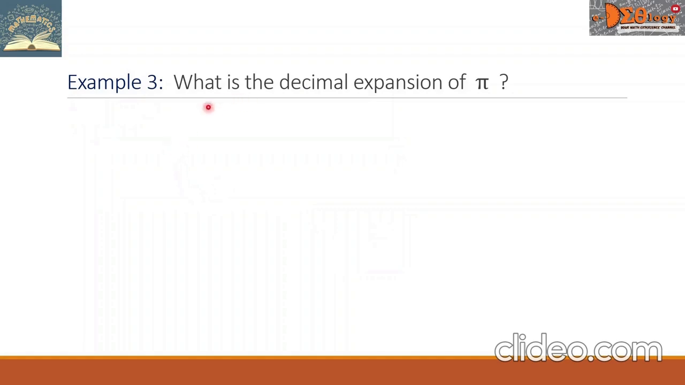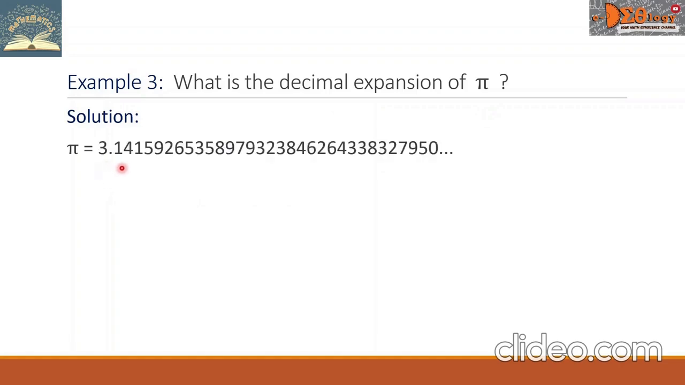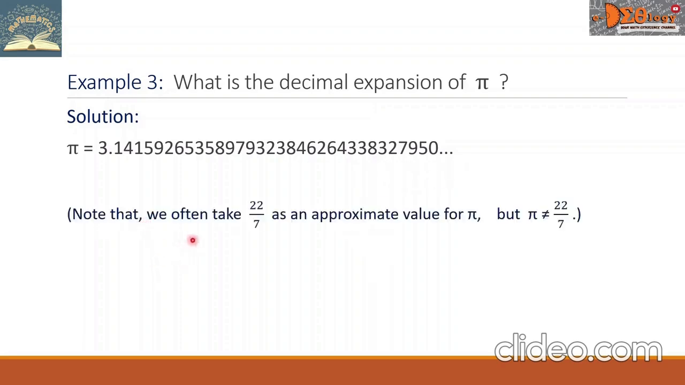Example 3. What is the decimal expansion of pi? Pi equals 3.14159265358979323846 and so on. Note that we often take 22 over 7 as an approximate value for pi, but pi is not equal to 22 over 7.